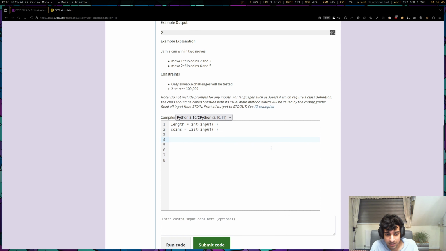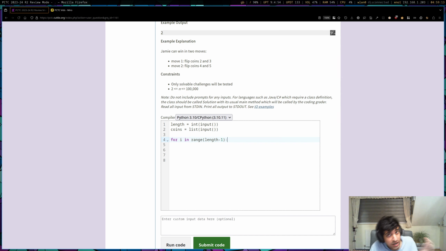Okay, now for the algorithm. So we're going to pass from the left of our input to the right of our input, and whenever we see a tails, we're going to flip that coin and the next coin over. So we effectively get rid of the tails that we just saw. So now let's do for I in range length - 1. And the reason we're doing -1 is because whenever we flip a coin over, we have to also flip the adjacent coin over. So we're going to flip the coin to the right of it as well.